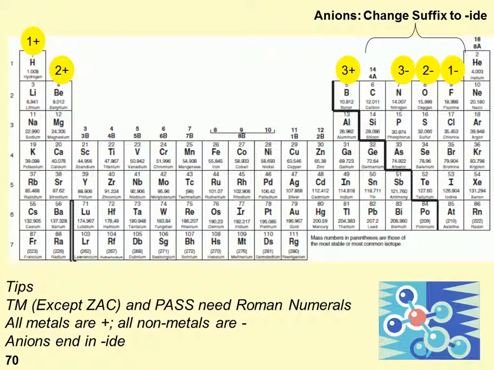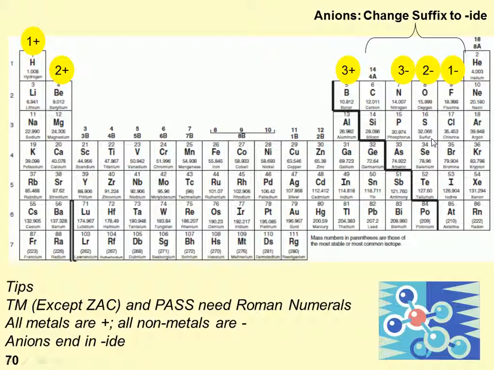Here are the charges for elements that are located in the main groups. This includes groups 1, 2, 13, 14, 15, 16, and 17. It's important that you take special note of the charges on the right side of the periodic table because often I have students label the charges backwards, -3, -2, -1, so make sure you have them correct.